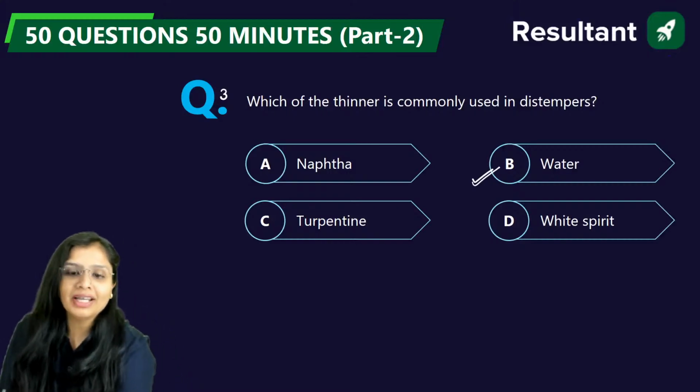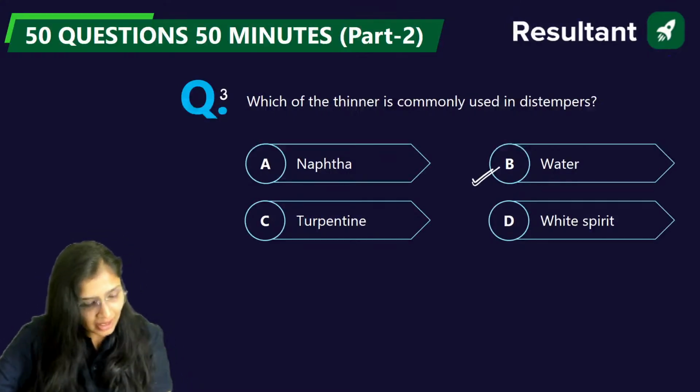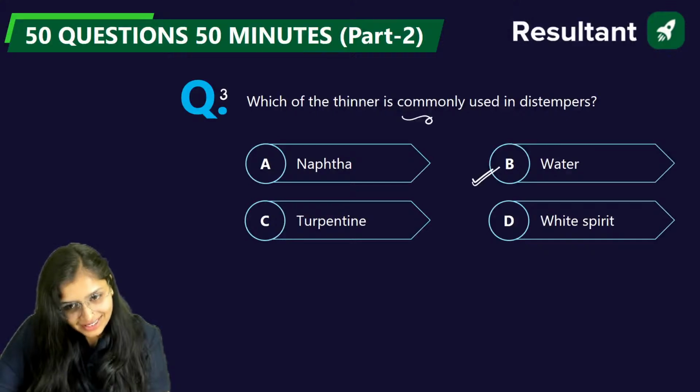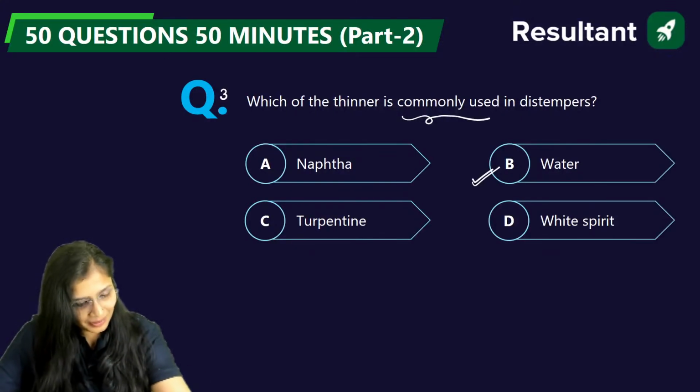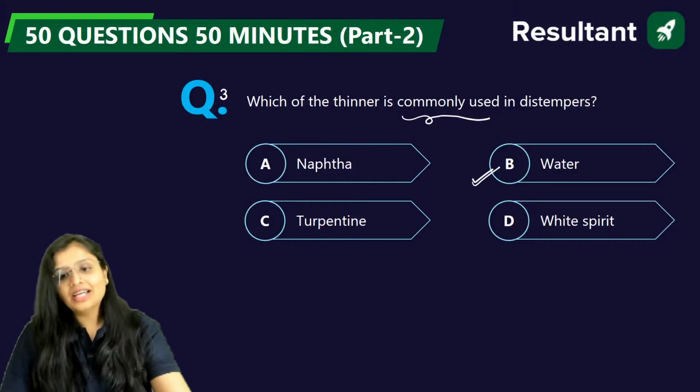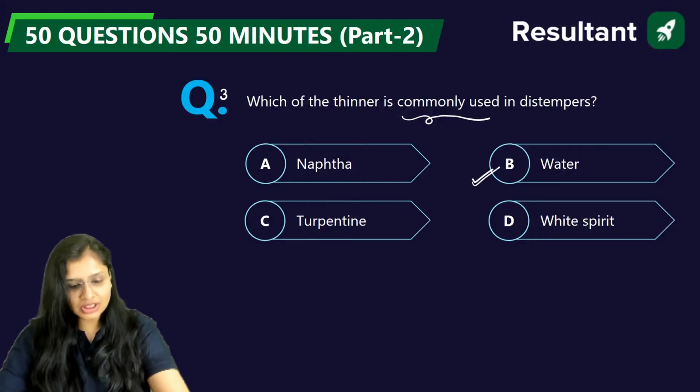Generally, see, the word commonly used is written. When the mechanical session comes, you will come to know. Okay, so the thinner which is commonly used is water.